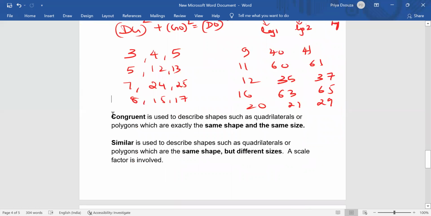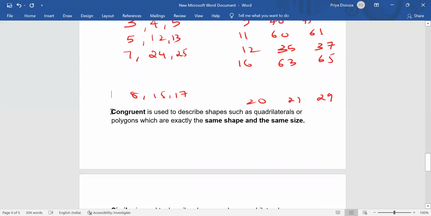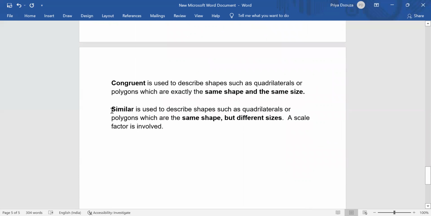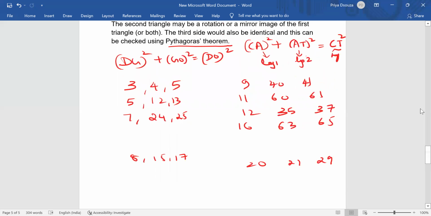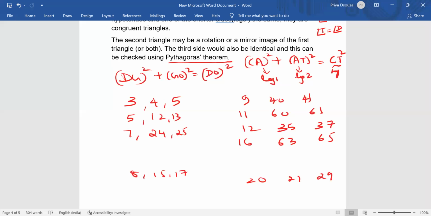So lastly, before we wind up, what is congruency and similarity? Congruent means we describe shapes, triangles or quadrilaterals, that have exactly the same shape and the same size. That's a buzzword in congruency. Here we were specifically talking about triangles. Similarity is when you describe shapes that have the same shape, but the size can vary. The size can be different. So this is all about congruency. I hope the session has been helpful to you.